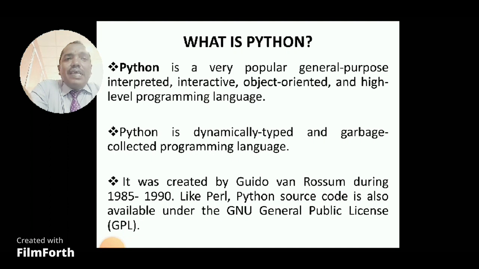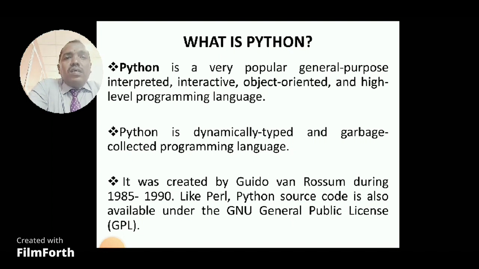And garbage collected programming language. What is meant by a garbage collected programming language? Some variables can be declared in a program but not used for a long time. They are automatically garbage collected, and the value is deleted automatically. The freed memory space can be used for new variable allocation.